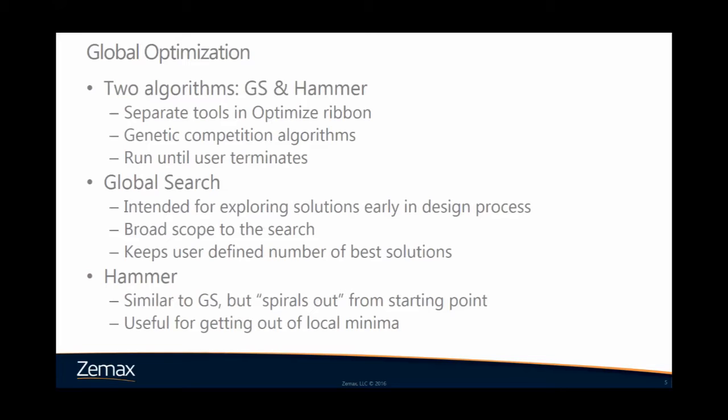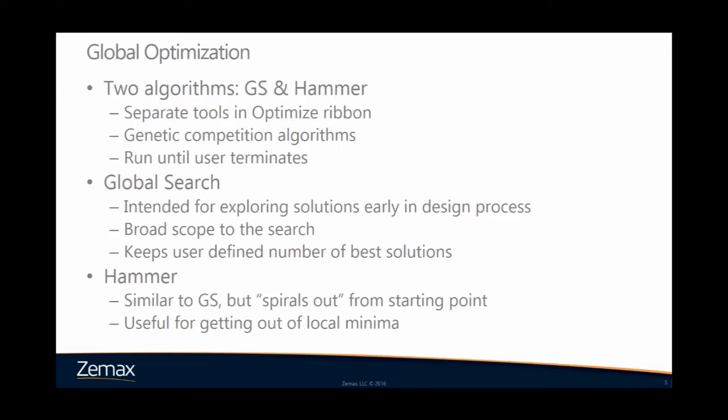Another very useful reason to use the hammer optimizer is that it can quickly get you out of a local minimum. With the local optimization routines, they stop when they get into a local minimum, where changing the values of variables by any amount results in an increase in the merit function value. The global optimization routines, because they continue running, will not have that same problem. And again, hammer is useful for getting out of local minima.